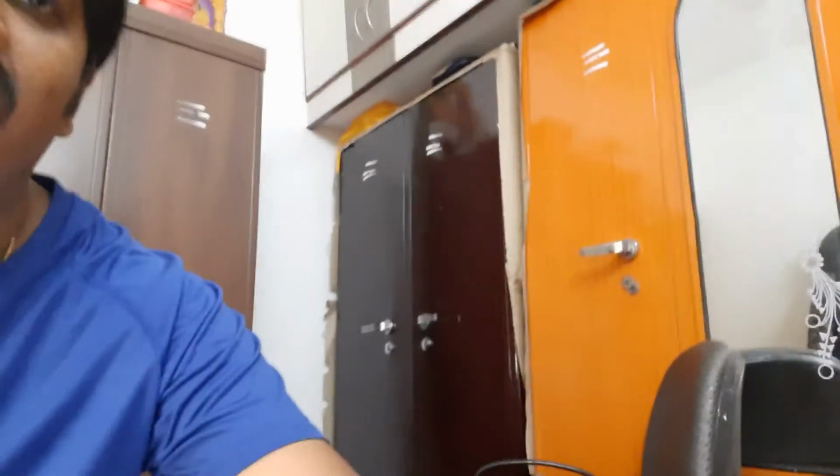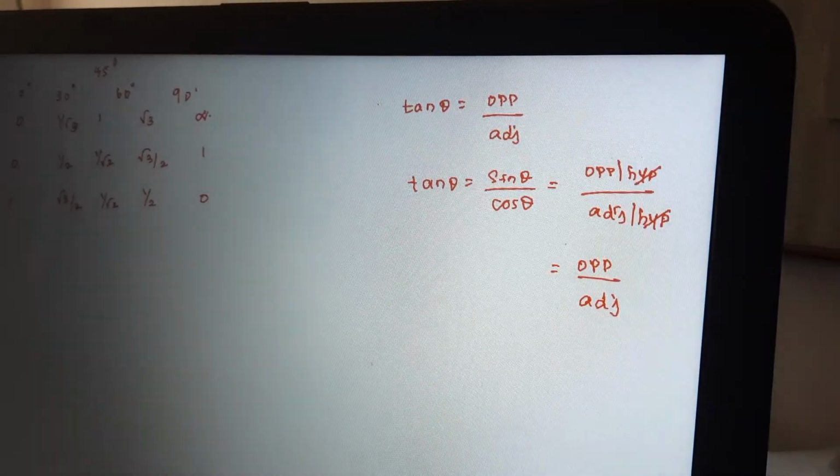Then tan theta is sin theta by cos theta. So 0 by 1 is 0 for tan 0. 1 by 2 divided by root 3 by 2 is 1 by root 3 for tan 30. 1 by 2 divided by 1 by 2 is 1 for tan 45. Root 3 by 2 divided by 1 by 2 is root 3 for tan 60. And for tan 90, the value is infinity. So these are some basics that we have seen, as shown here on the screen.